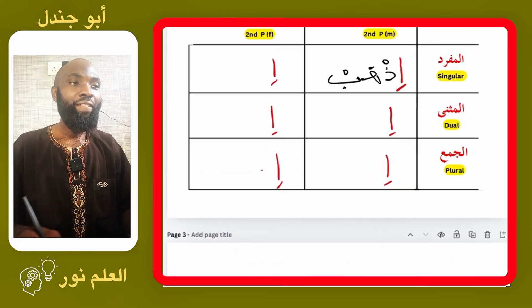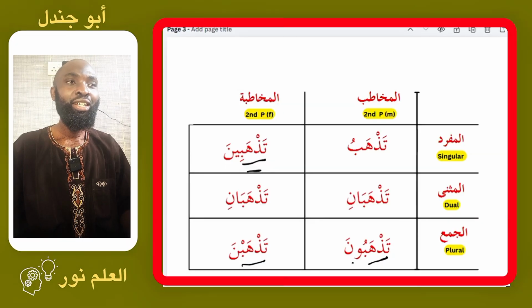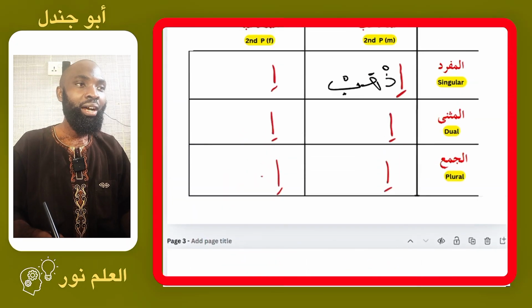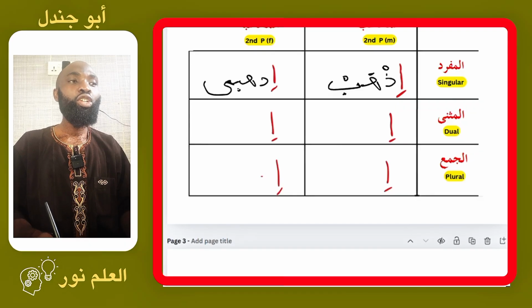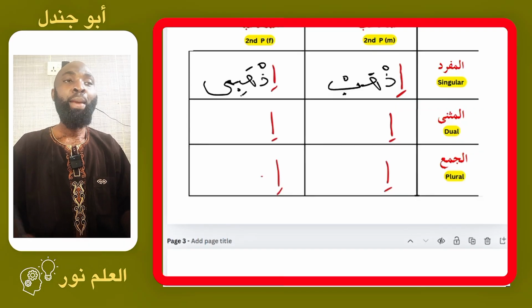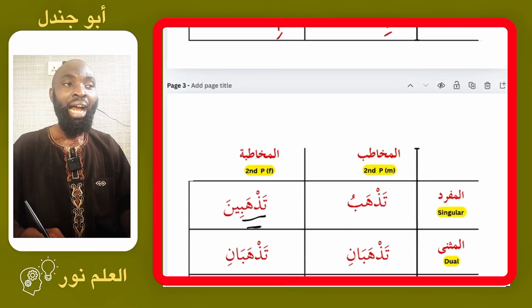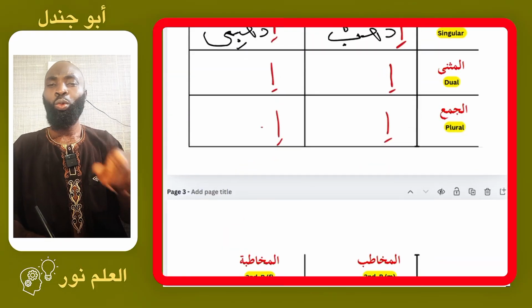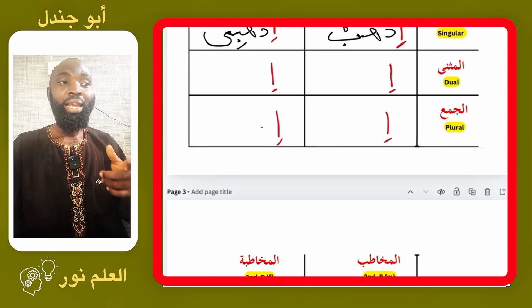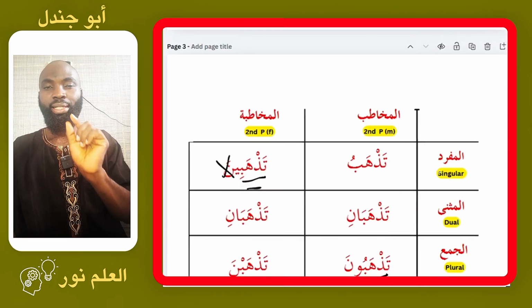The word we have here is tadhabina, as you can see it. So let's put it here. You will now have ba with ya only. The nun has been removed. So it will not give you idhabin, because the word was tadhabina. You have now removed the nun to give what? Idhabi, which means go. The word tadhabina meant you are going, for a single female.